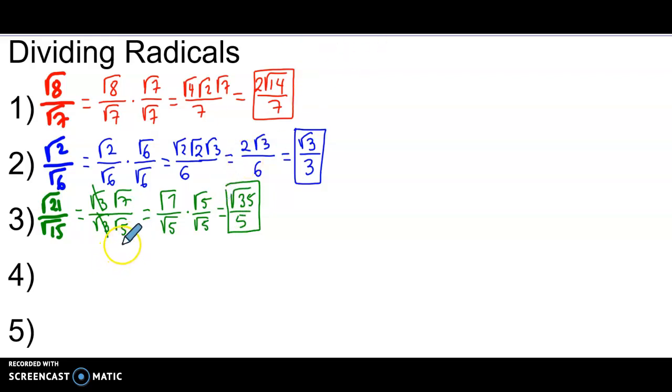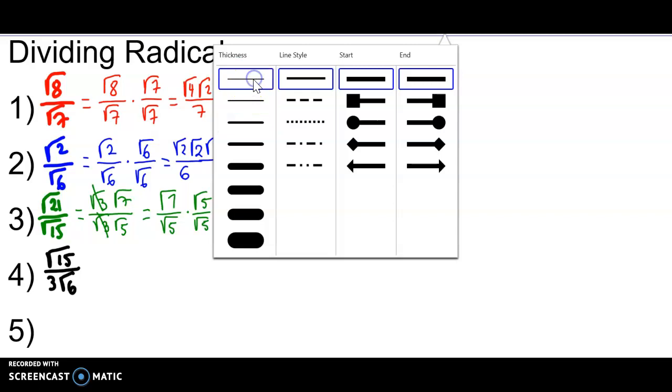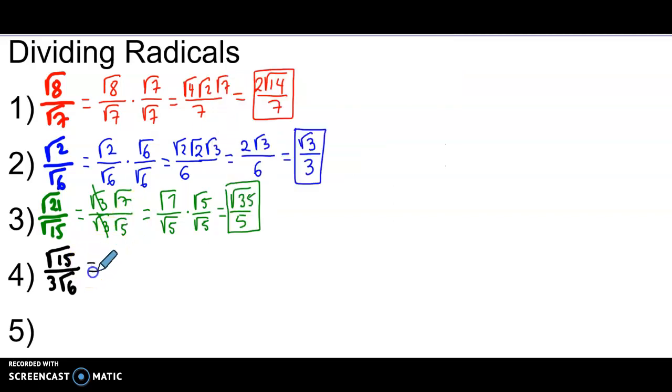Let's move on to number 4. How about if we do this? Square root of 15 over 3 square root of 6. So I try to make my numbers as small as possible first. So let's see here. I can do the top, I can do 3 and 5. And on the bottom the 3 stays there, and I can do the 6 as 3 and 2.